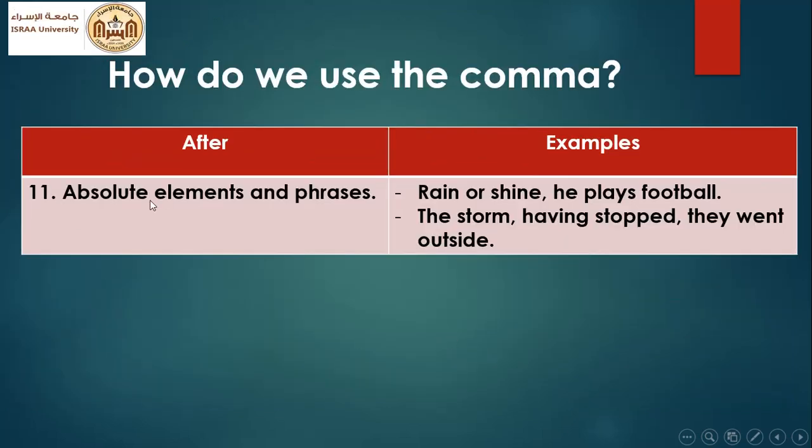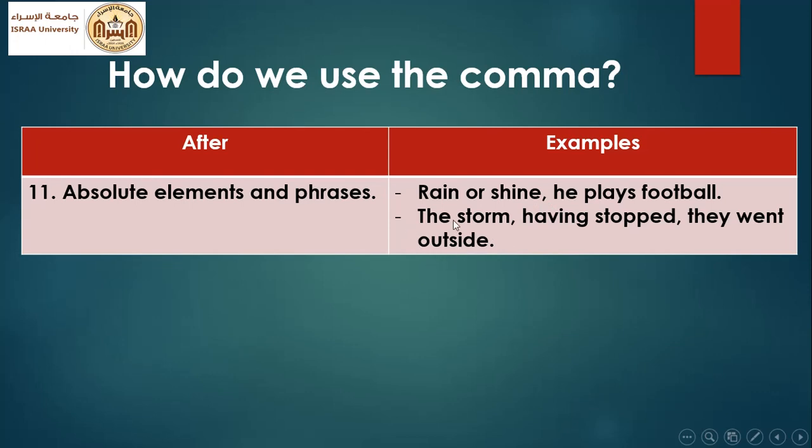The last one for after is number 11, absolute elements and phrases. Absolute, يعني مطلقة. For example, you look at the example here. Rain or shine. It means whether it is raining or it is shining. He plays football. He always plays football, whether it is raining or shining. So rain or shine followed by comma.